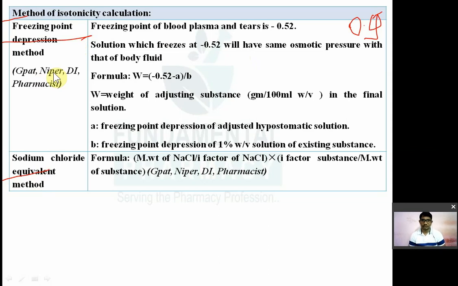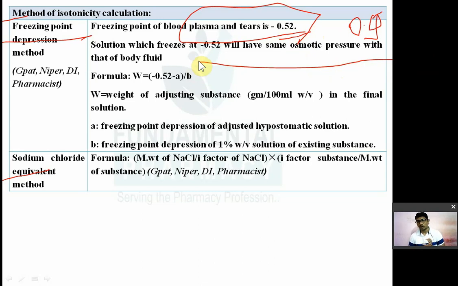So freezing point of blood plasma and tears is nothing but minus 0.52. What is freezing point of blood plasma and tears? That is minus 0.52 degrees Celsius. उसको बोलते हैं freezing point. So if any solute is having same freezing point, that means it is isotonic with blood. So a solution which will freeze at minus 0.52 degrees Celsius will have same osmotic pressure as that of the blood plasma.